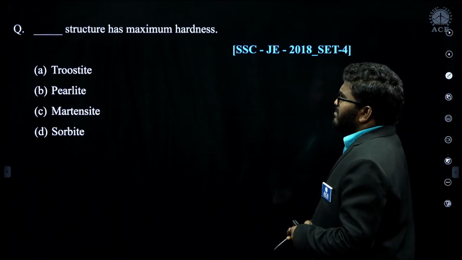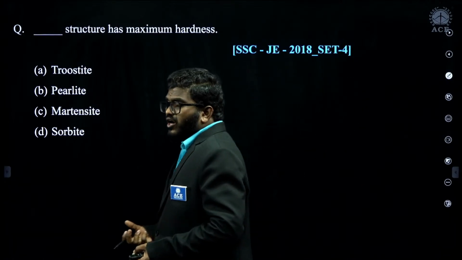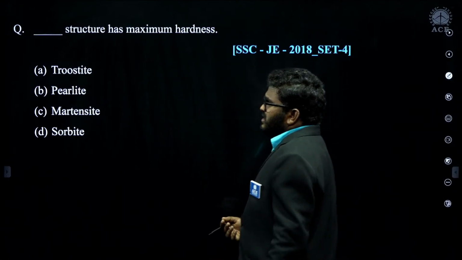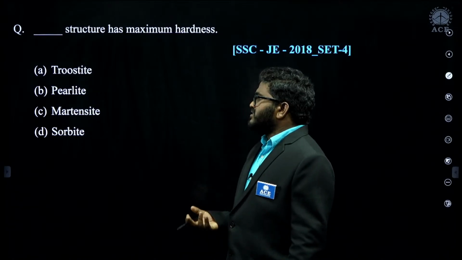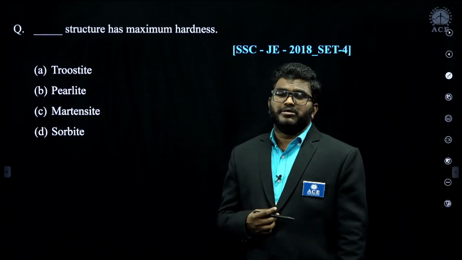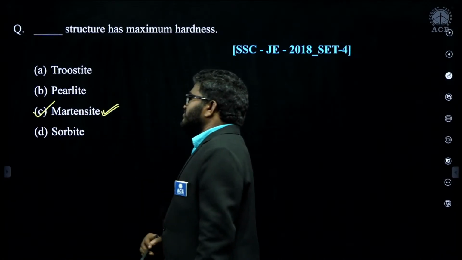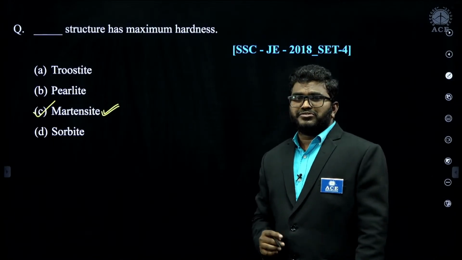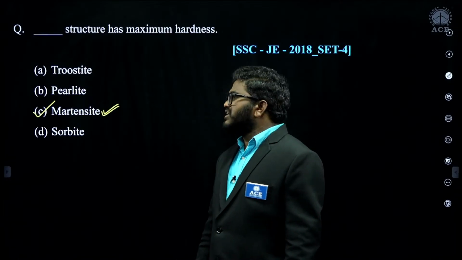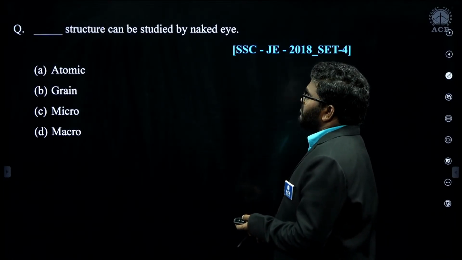Now, the dash structure has maximum hardness. As you are familiar, if we cool the material with a fast cooling rate, then the strength and hardness of the material will increase. So out of these, troostite is a tempering product, pearlite is like normalizing or annealing, martensite is hardening, sorbite is a high temperature tempering product, right? So martensite has a high hardness. Hardness of martensite is very, very high. It is produced by the hardening process, after heating the material, by quenching in water, we will get martensite. So C is the correct answer for this question.